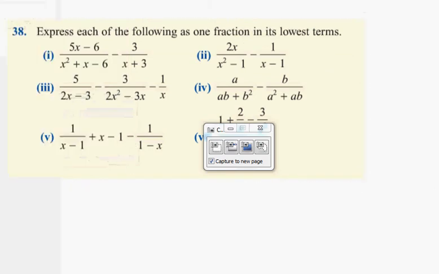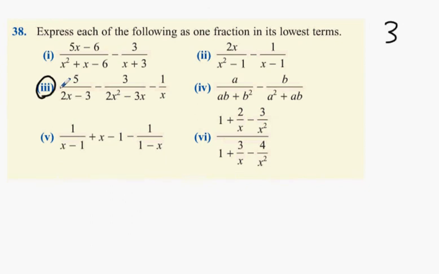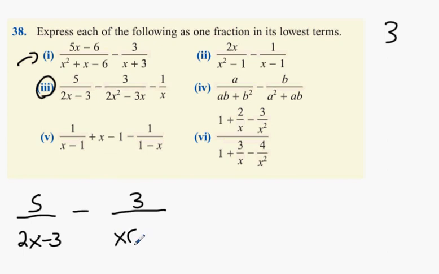So what we have next is part 3. Now, if you look at part 3 really carefully, 5 into 2x minus 3. Similar to part 1, we're going to factorize the bottoms where we can. So what happens when you factorize 2x squared minus 3x? What do you get? X brackets, 2x minus 3, minus 1 over x.